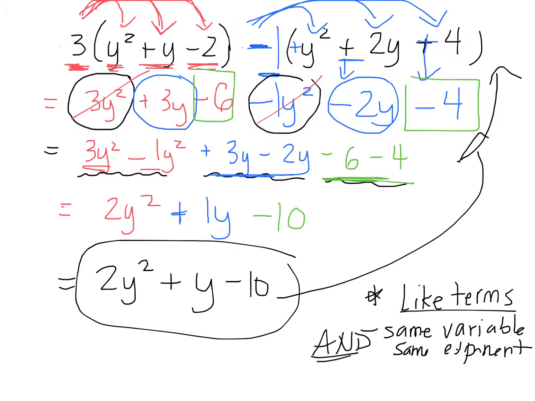Okay, good question. Can you simplify this? I have a y squared, I have a y, and I have a number, a constant term. I can't add those together. They're not like terms, so I know I'm done. I have 3 terms that are unlike. I can't go any further. That's as simple, as short as I can get it.